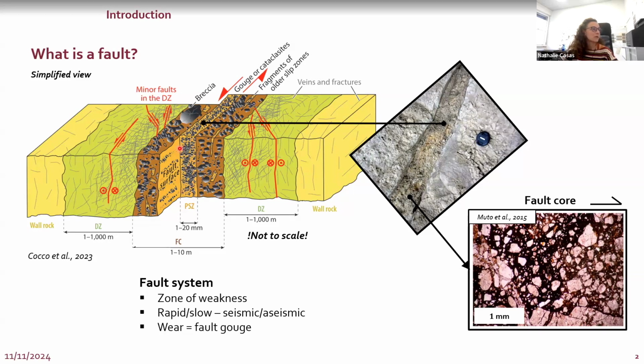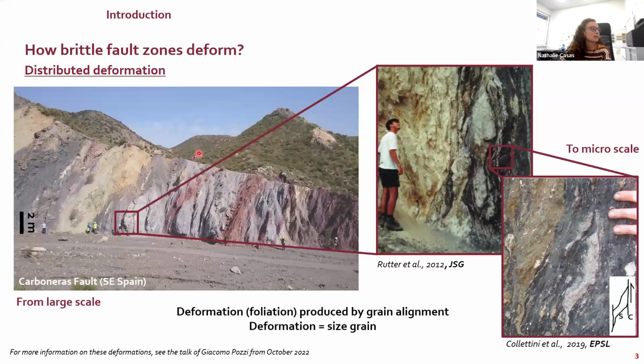This fault core is also very important because it is the place where the energy will be released during coseismic slip, and also the place where strain can be accommodated. So how can strain be accommodated in the fault? It can be distributed, so we can observe distributed strain within the fault.